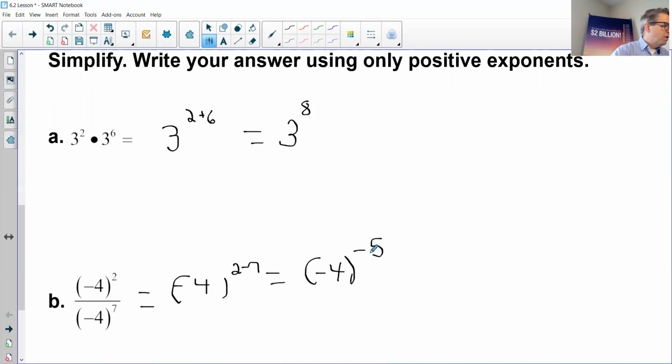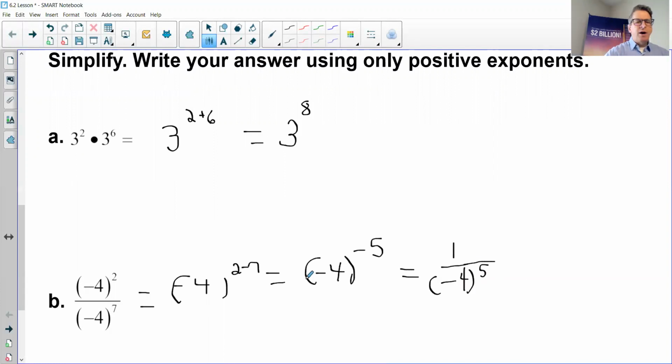Okay, so we need to take care of that negative exponent. And we think of the reciprocal here, 1 over negative 4 raised to the 5th power. Okay, so we want to make our answers with positive exponents, and that would be letter B.